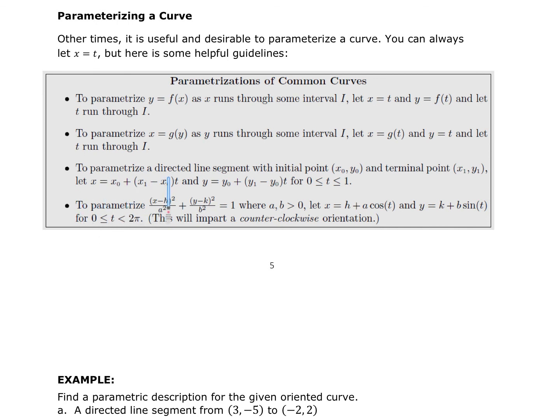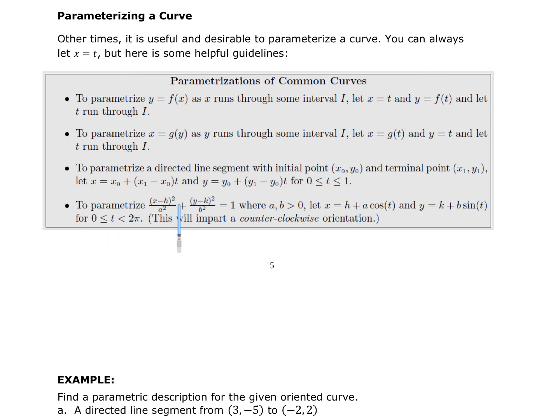If you have a directed line segment, and that could happen, so you start with your initial point and you end with a terminal point, then the way that you would do that one is you say x is equal to x naught, that's your initial point, plus the difference in those two times t. And the same thing similar to y, where t is going to be between 0 and 1.